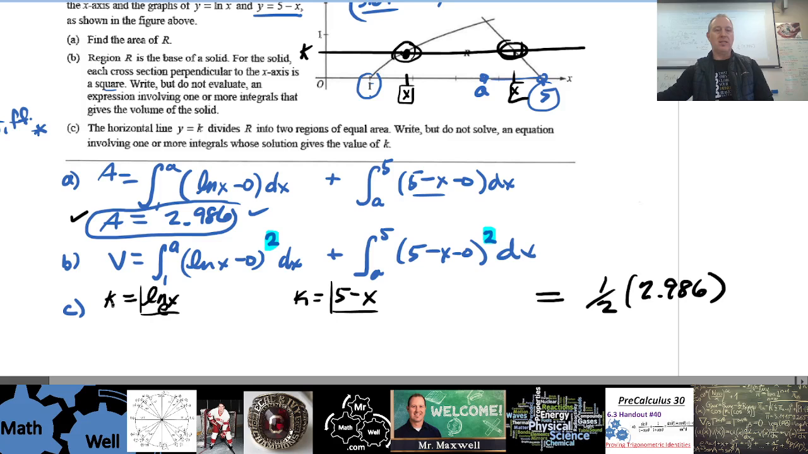So I'm going to rearrange these equations. This is going to be e to the k equals x. All right, and this one is going to be 5 minus k. We're going to put x on the other side. We're going to subtract. So x equals 5 minus k. Okay. So now I have the x's in terms of k. Okay, the x is now in terms of k, and I'm going to try and see what I can do there.